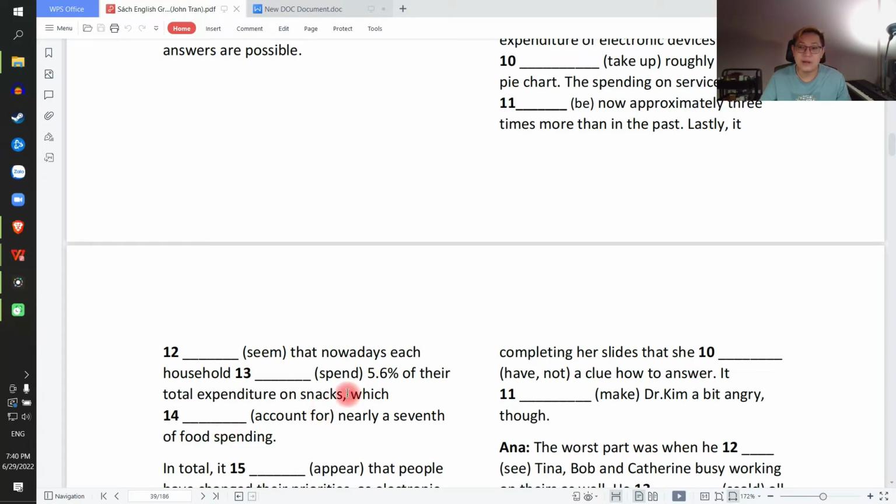So basically this whole relative clause provide information about the whole thing that had been said before. So the whole thing that had been said before, nowadays each household spends 5.6% of their total expenditure on snacks. It's just one thing, right? And one is singular. So number 14, which accounts with s, accounts for nearly a seventh on food spending, a seventh. Mà điều này chiếm gần như 1/7, 1/7, 1/7 về cái sự chi tiêu của lương thực.